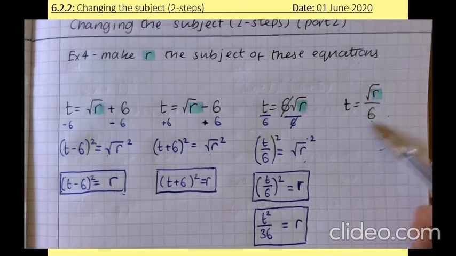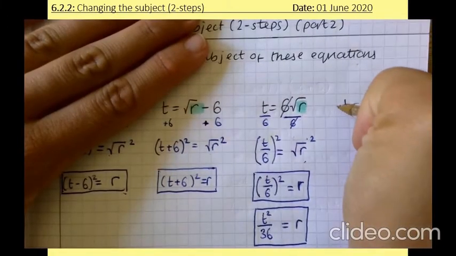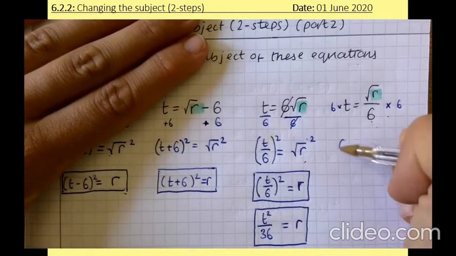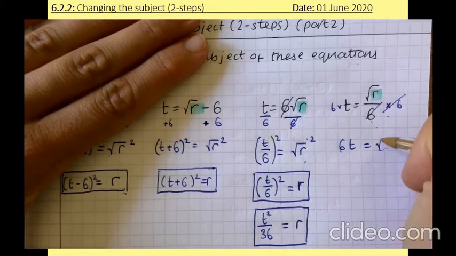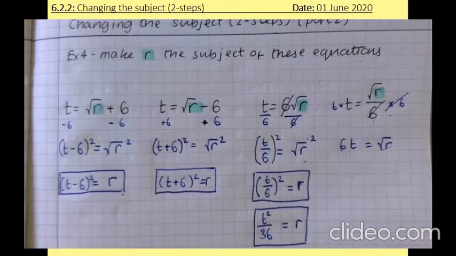So I'm going to undo divide by 6 first by multiplying by 6 on both sides. So on the left-hand side, this will give me 6t. And on the right-hand side, well, divide by 6 and multiply by 6 cancel, and I get the square root of r. I'm very close to my answer.